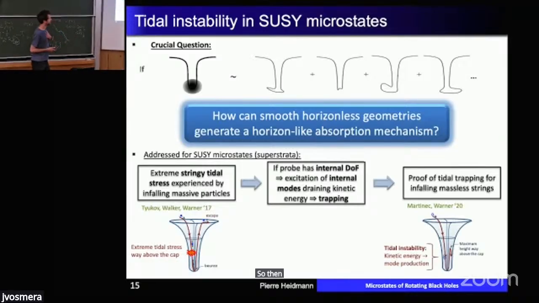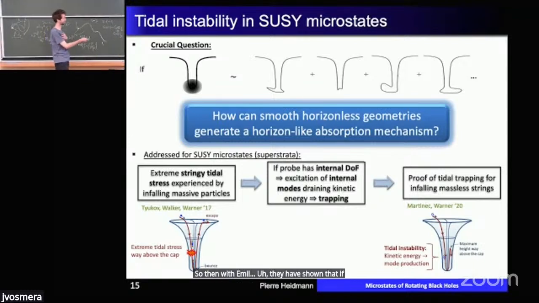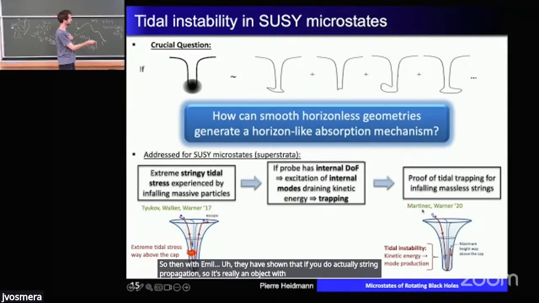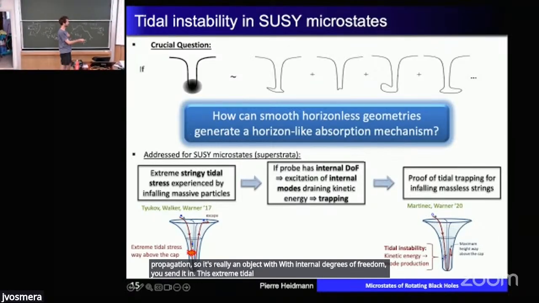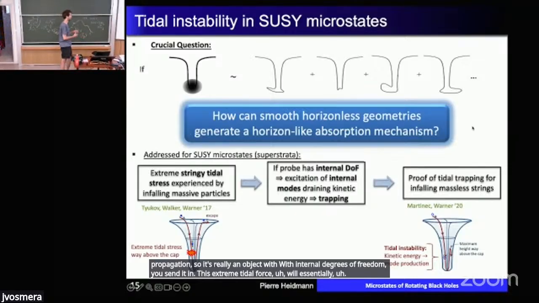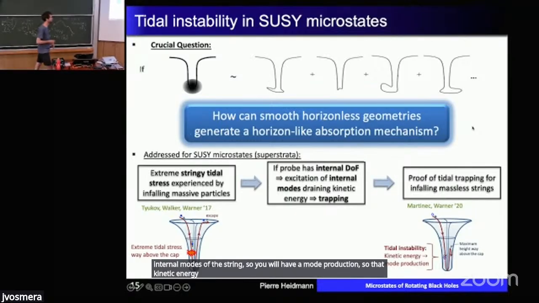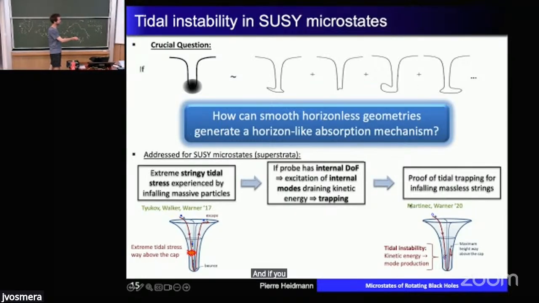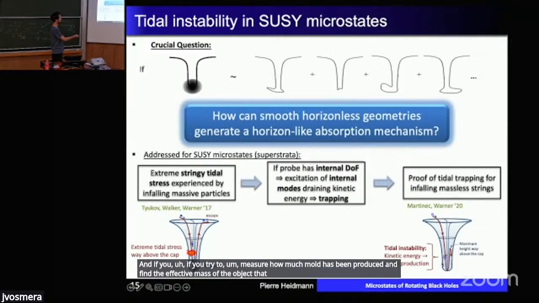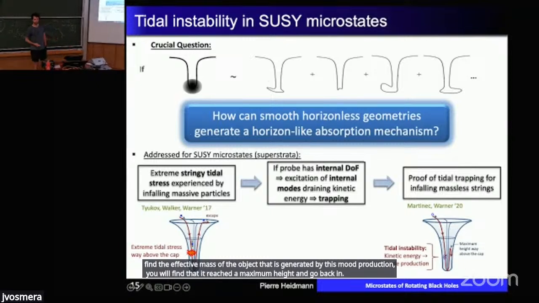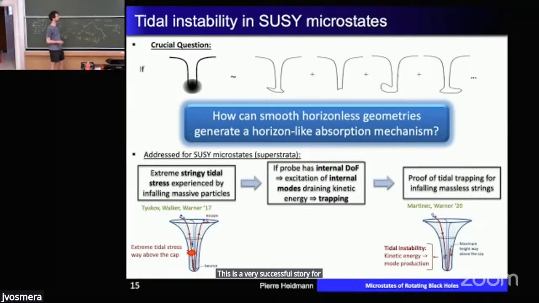So then with Emil, they have shown that if you do actually string propagation, so it's really an object with internal degrees of freedom, you send it in, this extreme tidal force will essentially excite internal modes of the string, so you will have a mode production, so that kinetic energy is drained out of the string. And if you try to measure how many modes have been produced and find the effective mass of the object that is generated by this mode production, you will find that it reaches a maximum height and goes back in. So this is a very successful story for a supersymmetric object.